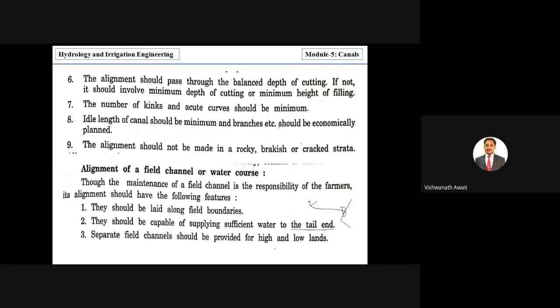Separate field channels should be provided for high and low lands. If it is high land, water courses are provided separately, and if it is low land, separately. The field channel should not pass through rocky, brackish, or cracked strata.